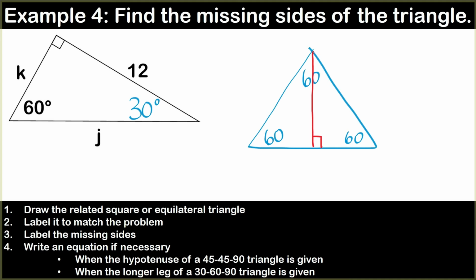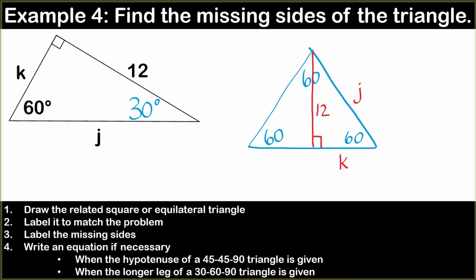Opposite the 60-degree angle is a 12. So the height is going to be 12. Opposite the 90-degree angle is side J, and opposite the 30-degree angle is side K. So this is a more difficult problem because the segment that's related to the square root is the segment that I know. So in the equilateral triangle, that is the height. In the 30, 60, 90 right triangle, that's the side, the longer leg that's across from the 60.